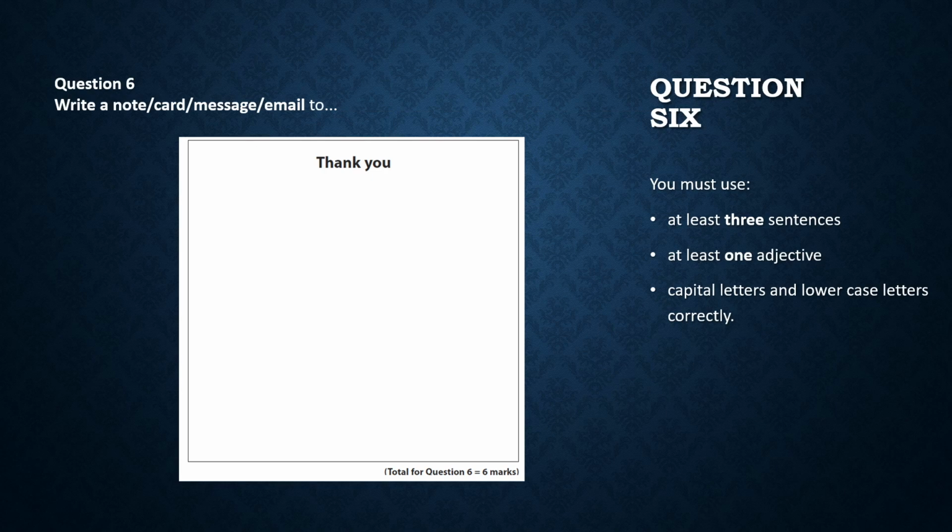So here's an example of the type of text you will have to write for question 6. It could be a note, a card, a message, or an email. So in this text, you must use at least 3 sentences, at least 1 adjective, and of course use capital letters and lowercase letters correctly.